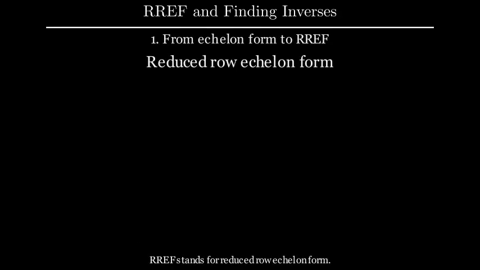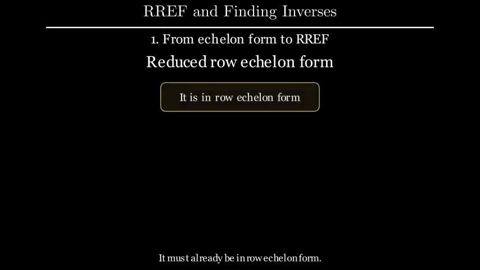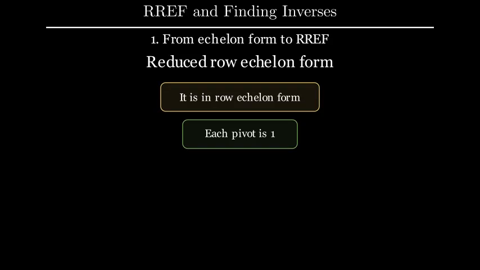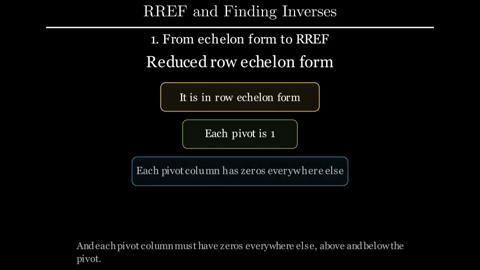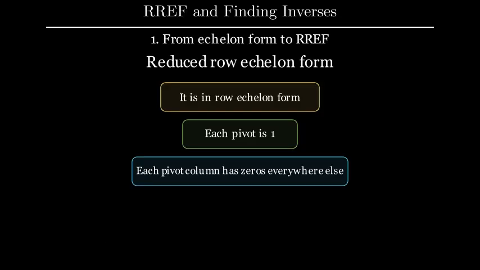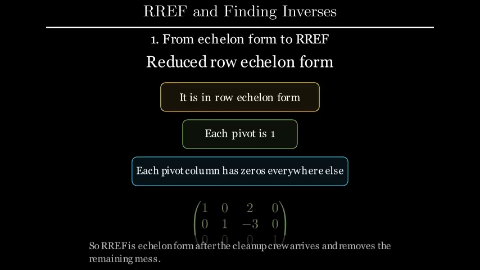Naturally. RREF stands for reduced row echelon form. It must already be in row echelon form. Every pivot must be 1. And each pivot column must have zeros everywhere else, above and below the pivot. So RREF is echelon form after the cleanup crew arrives and removes the remaining mess.